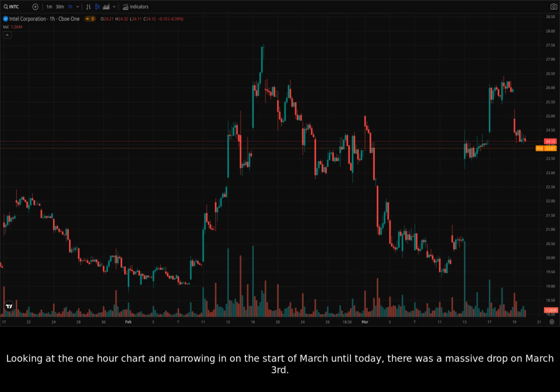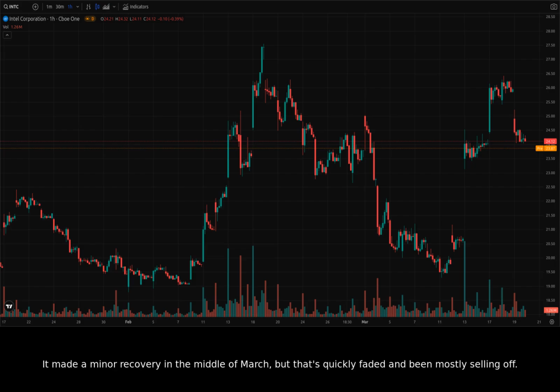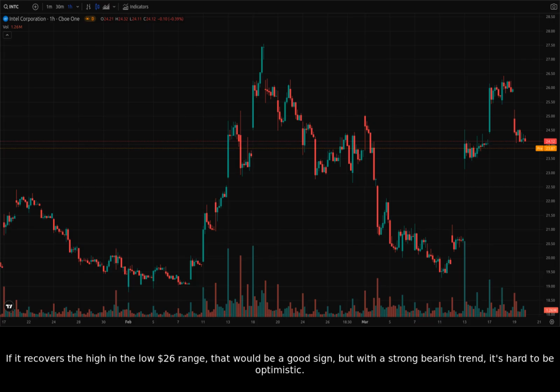Looking at the 1-hour chart and narrowing in on the start of March until today, there was a massive drop on March 3rd. It made a minor recovery in the middle of March, but that's quickly faded and been mostly selling off. If it recovers the high in the low $26 range, that would be a good sign, but with a strong bearish trend, it's hard to be optimistic.